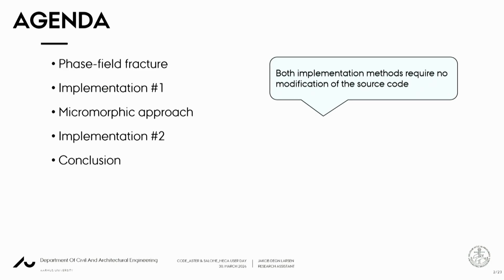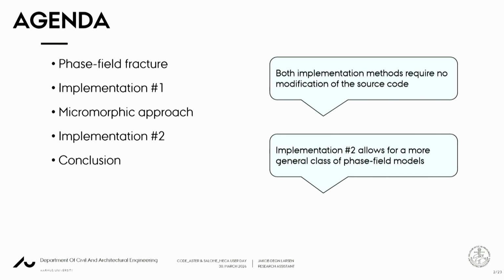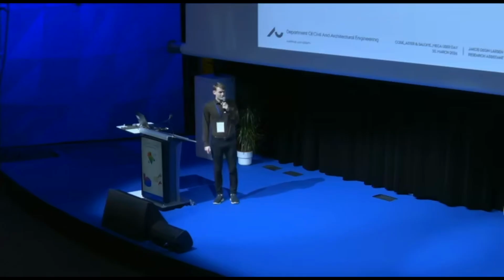So these are implementations that can be done without modifying the source code of Code Aster. And also the second implementation method allows for models that are more general, so not just those for brittle fracture. But in any case, let's start with phase field fracture. I'm going to try to answer 2 main questions in the beginning. What is phase field fracture and why use phase field fracture?